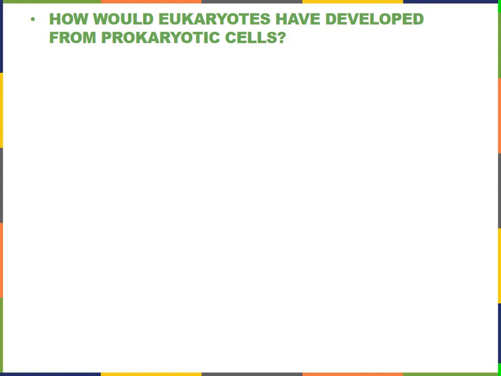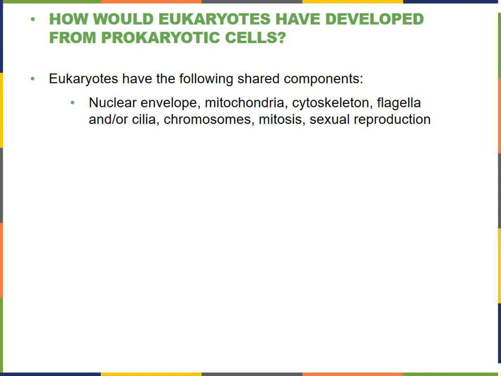Okay, so now last framing question. How would eukaryotes have developed from prokaryotic cells? So first of all, we need to talk about what is true of eukaryotic cells. Eukaryotic cells have the following components. They have a nuclear envelope. That is, their genetic material is wrapped in an additional membrane.